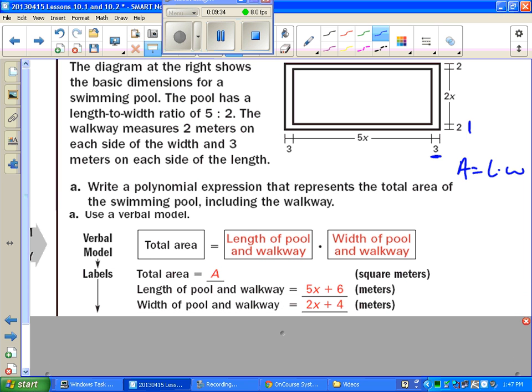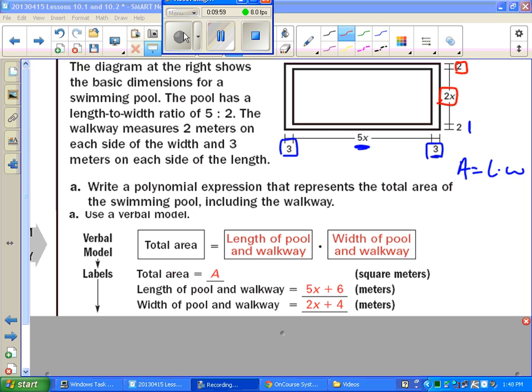So to label a couple of things, the total area, we'll call it A. The length of the pool and the walkway. The length we know is 5x, but then we have two walkways that we need to include, 3 and 3. So 5x plus 3 plus 3 can be simplified to 5x plus 6. You can do the same thing with the width. We know the width is 2x, but then there's 2 and 2. So 2x plus 2 plus 2 can be simplified 2x plus 4.